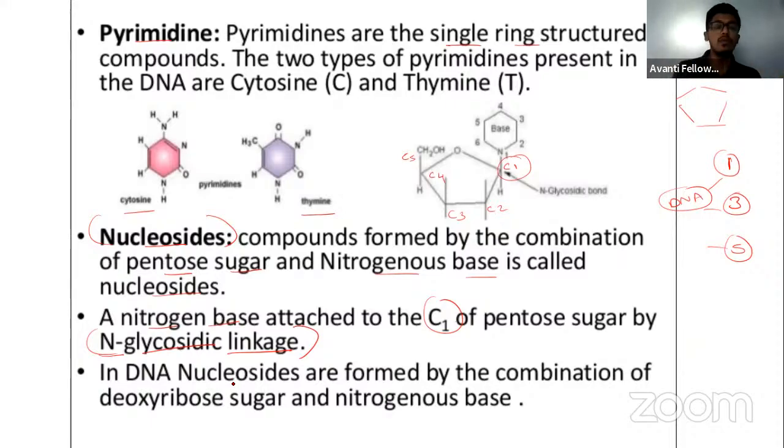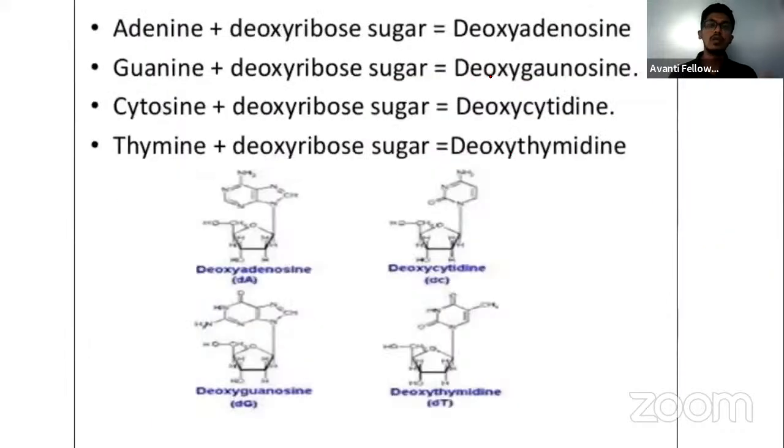Once the formation of this linkage happens, this whole structure is called a nucleoside. Got it? Now, what is a nucleoside? If I have a nitrogen base, that is adenine, guanine, cytosine, or thymine, when they combine with the deoxyribose sugar, what will be the chemical compound? It results in deoxyadenosine, deoxyguanosine, deoxycytidine, deoxythymidine, etc.